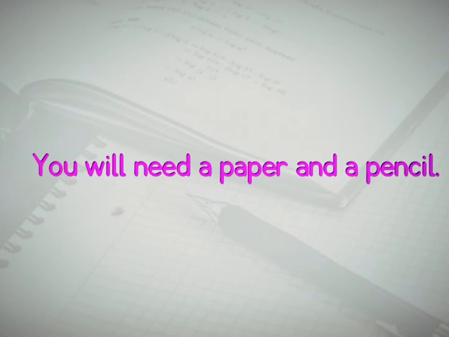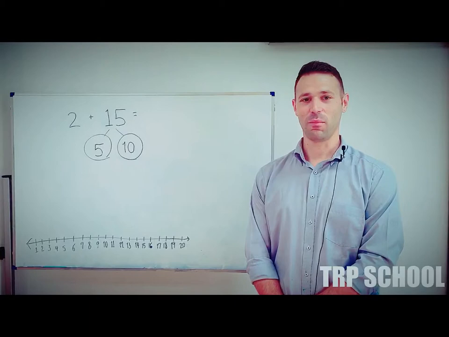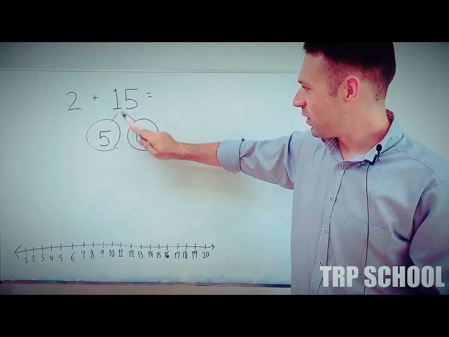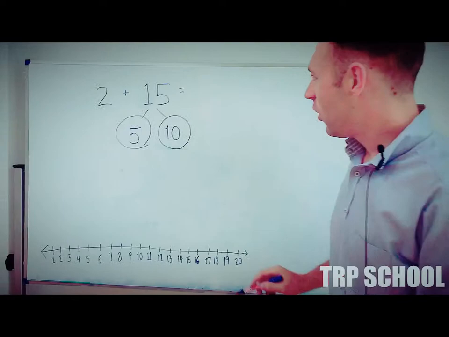Today, we're going to be looking at another addition problem, but this time, we're going to have a small number and a large number. And for our large number, we're going to be using a number bond to show numbers in the ones place and numbers in the tens place. If we look, we can see that our problem is 2 plus 15.